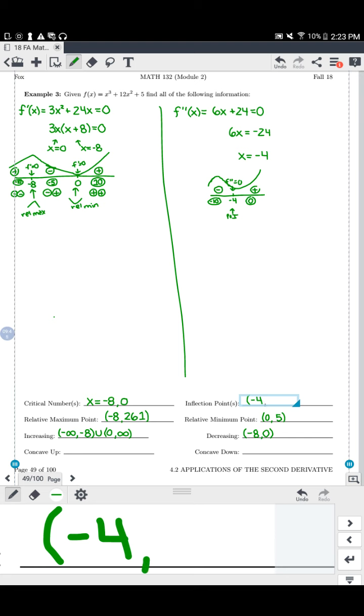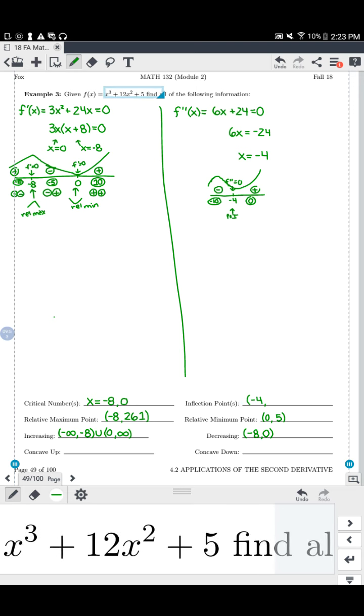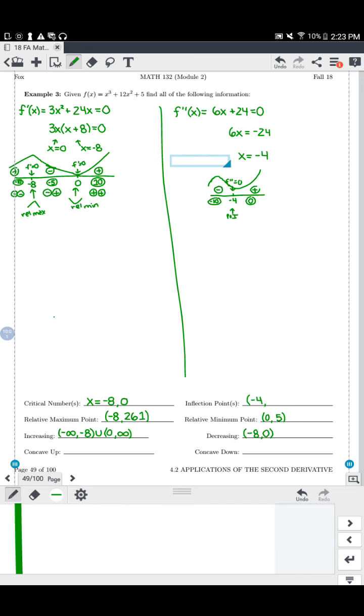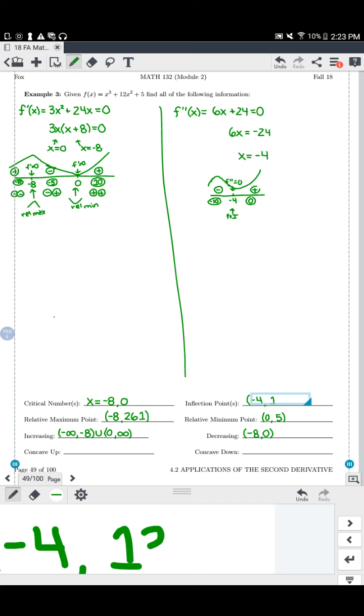But since it's a point, just like the relative min and max points, I need to find the y value of the point by plugging into the original function. The only time you have to plug into the original function is to find our y values. So to find the y value of this point, I'm going to grab my calculator, do negative 4 cubed plus 12 times negative 4 squared plus 5. The y value of my point is 133.